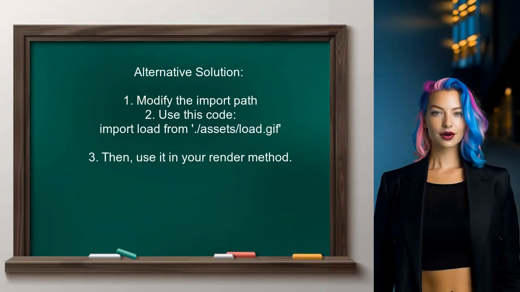An alternative solution from another user suggests modifying the import path for your animated GIF. Instead of using the previous path, try importing it like this: import load from /assets_load.gif.